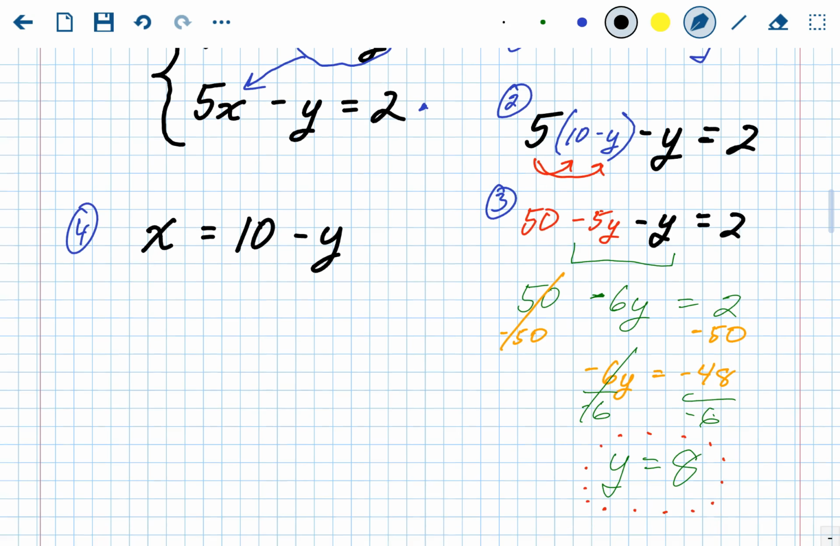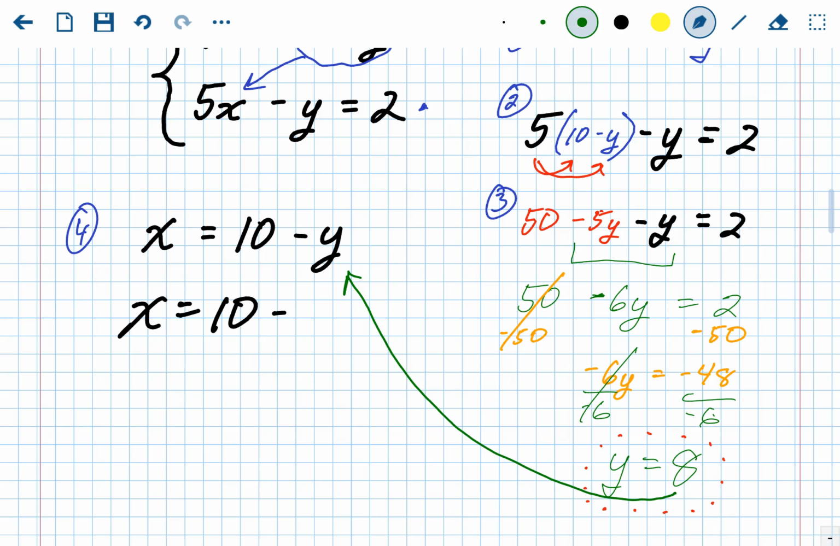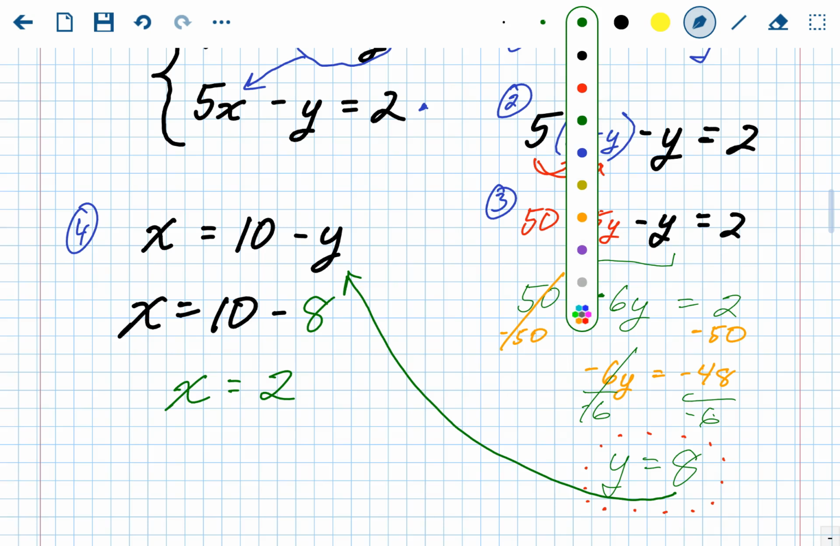Well, the good news is now we know what y is. y is 8. So we're going to take this 8, and we're going to plug it in for y. So that's our second substitution. So instead of x equals 10 minus y, we're going to say x equals 10 minus 8. 10 minus 8 is 2. So x equals 2. That's the second half of our answer.